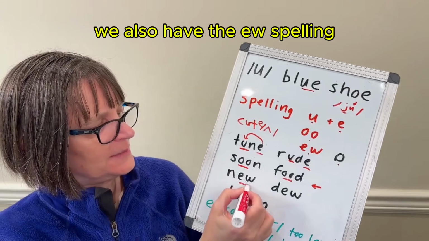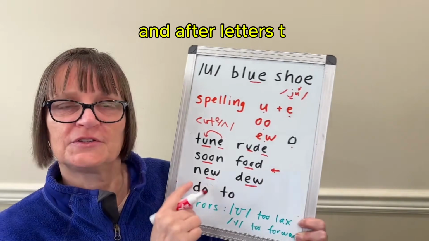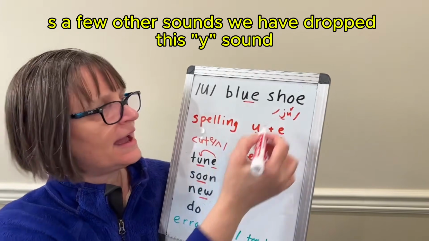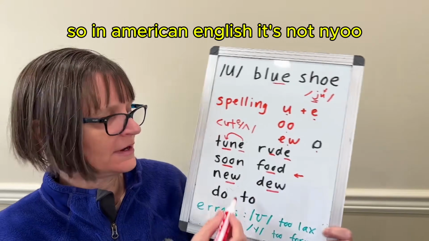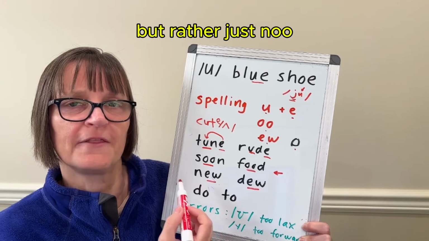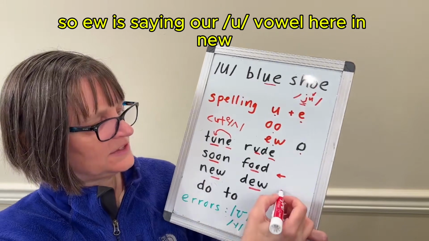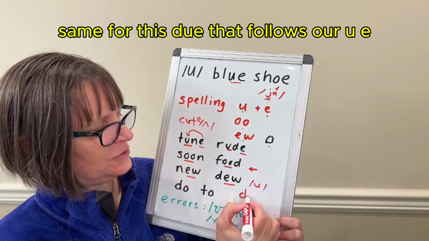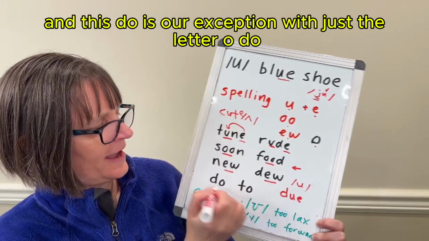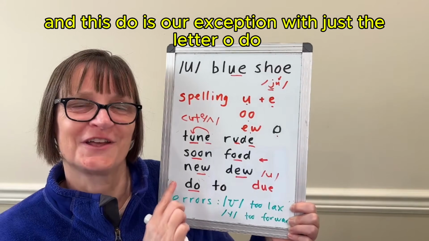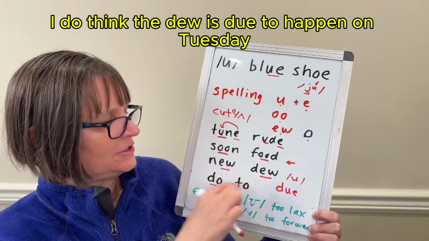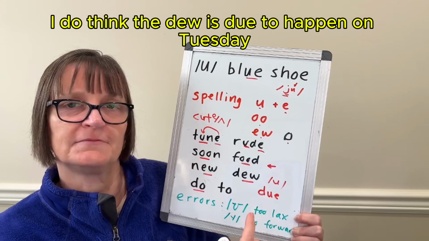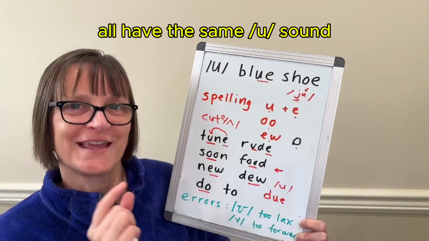We also have the EW spelling, and after letters T, N, D, Z, S, a few other sounds, we have dropped this y sound. So in American English, it's not nyoo, but rather just noo. So EW is saying our oo vowel here in new and do. Same for this do, that follows our UE pattern. And this do is our exception with just the letter O, do. So these three, I do think the due is due to happen on Tuesday, all have the same oo sound.